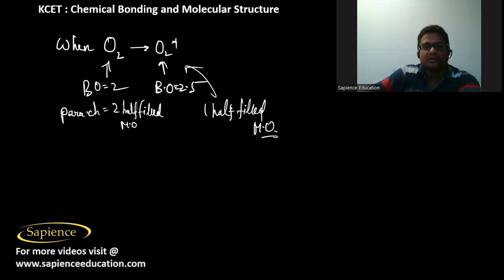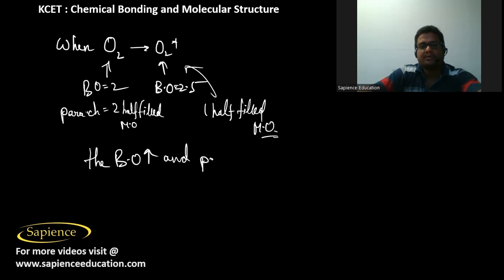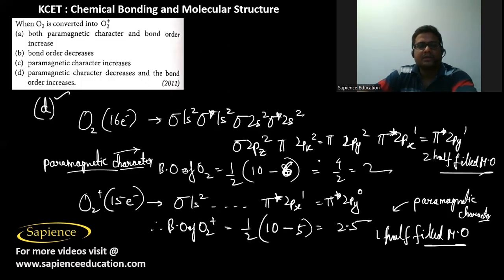So when O2 is changed to O2 plus, the bond order increases and the paramagnetic character decreases. So option D is the correct answer.